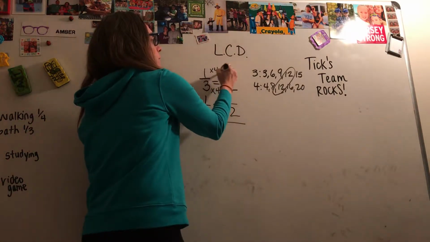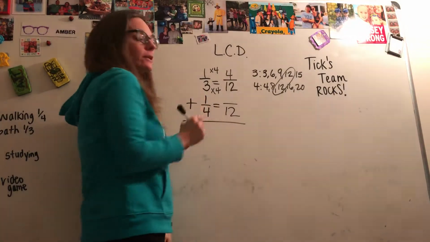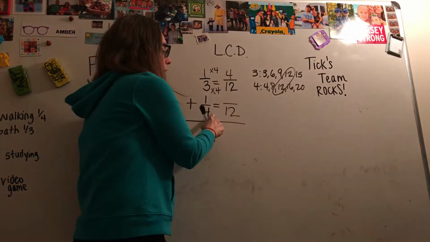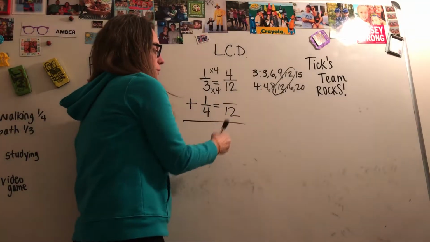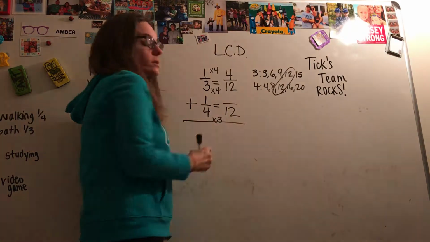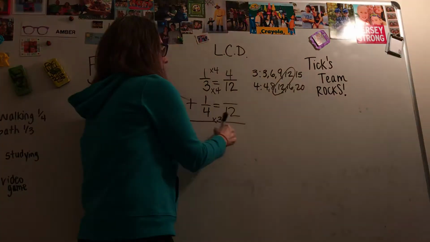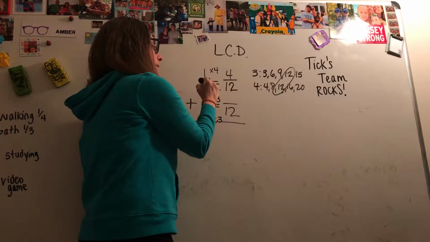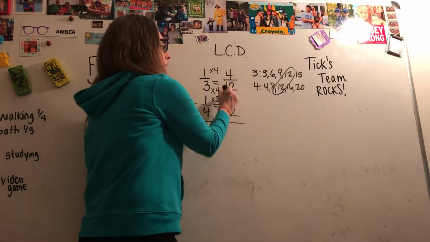1 times 4 equals 4. Now I need to do the same thing at the bottom. 4 times blank equals 12. Well, I know that 4 times 3 equals 12. Remember, I need to do the same thing on top. 1 times 3 equals 3.